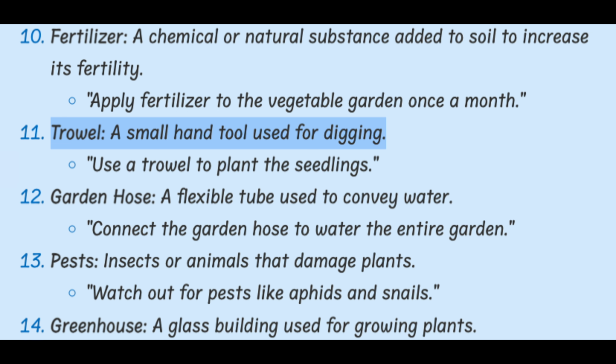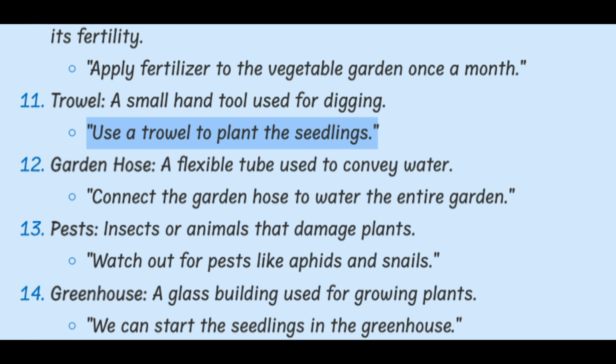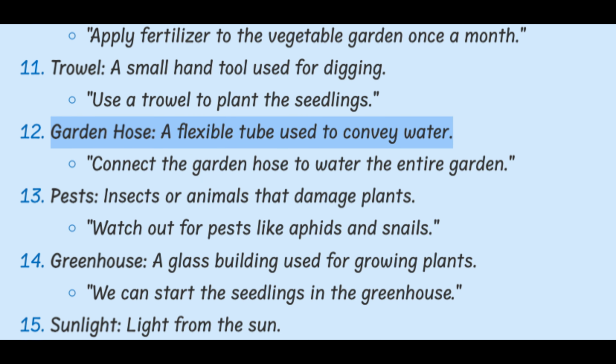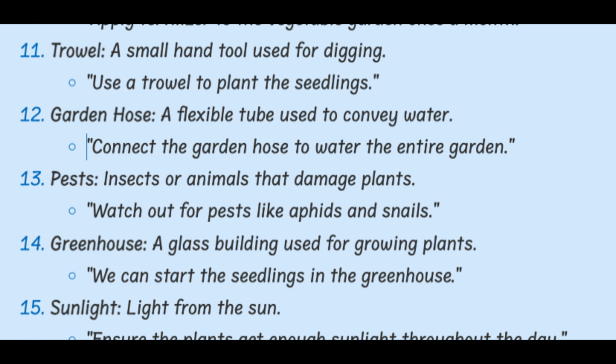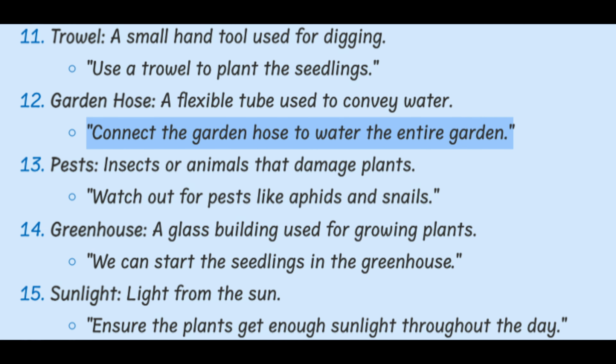11. Trowel, a small hand tool used for digging. Use a trowel to plant the seedlings. 12. Garden hose, a flexible tube used to convey water. Connect the garden hose to water the entire garden.